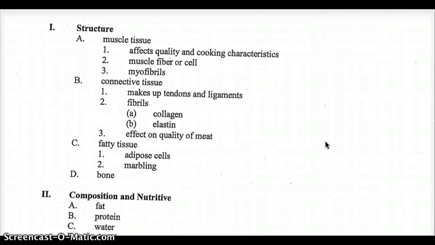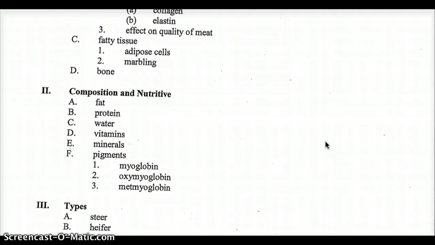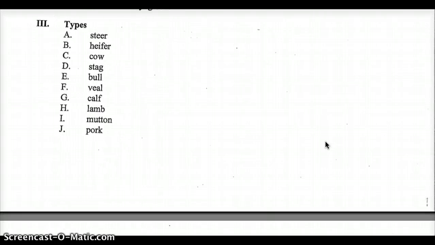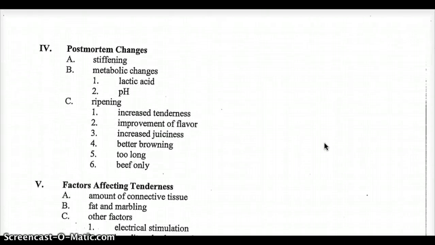But anyway, fatty tissue, adipose cells. Know what marbling is. Know exactly how marbling occurs. Know the process. Bone, etc. Composition, nutritive value: fat, protein, water, vitamins, minerals, pigments. Know what myoglobin is. Know what oxymyoglobin is. Know what metmyoglobin is. Types: steer, heifer, cow, stag, bull, veal, calf, lamb, mutton, pork. Know what each animal is and what stage of life they are at. I can probably go over that later.